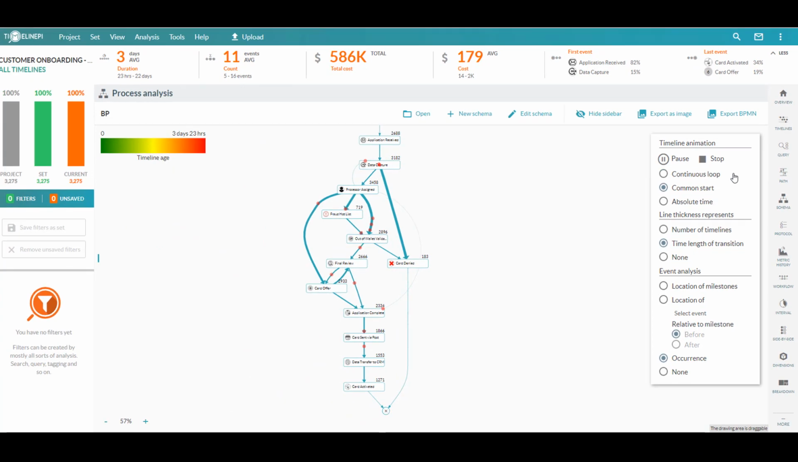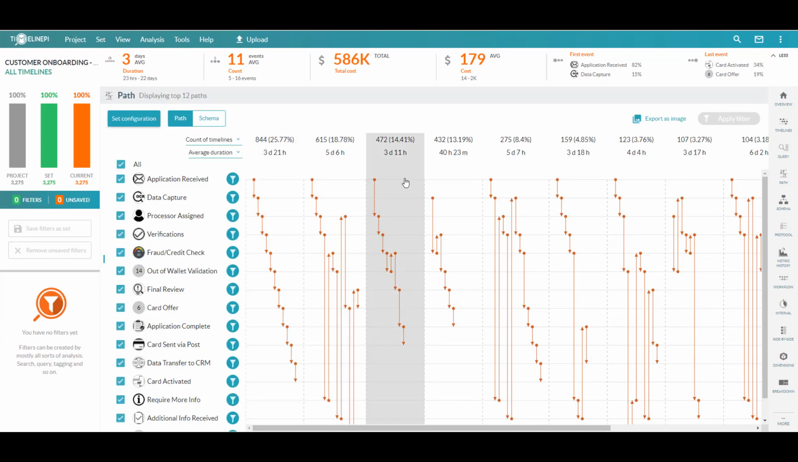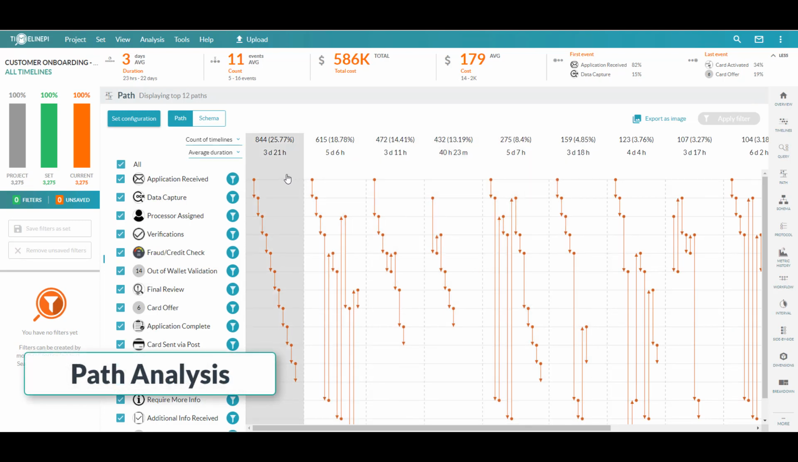stages. Moving on from the schema model, we've got the ability to look at all of the different variations as to how the process was executed. So this path analysis is a frequency distribution of all the different process executions, where you've got our most commonly followed path here all the way to the left.